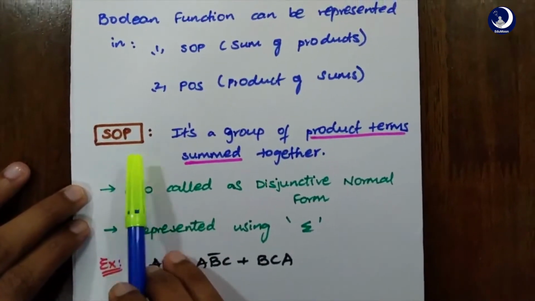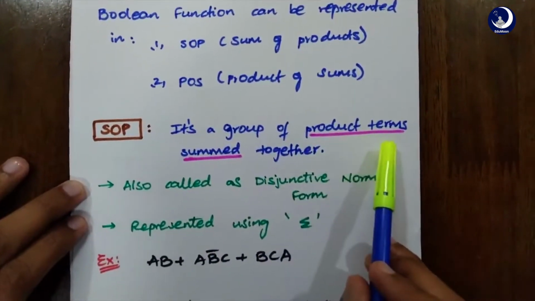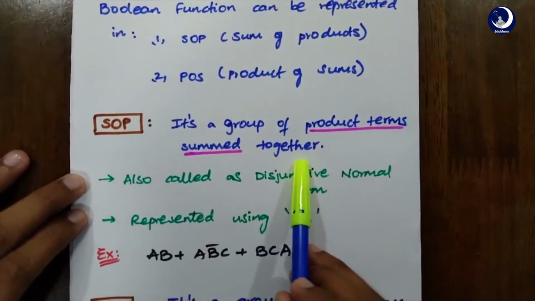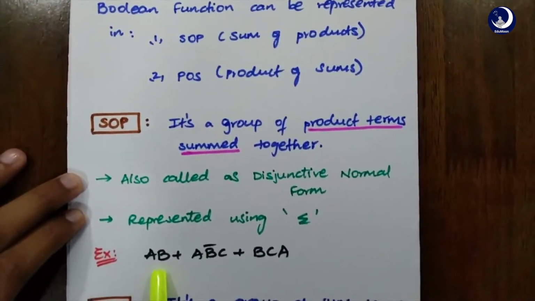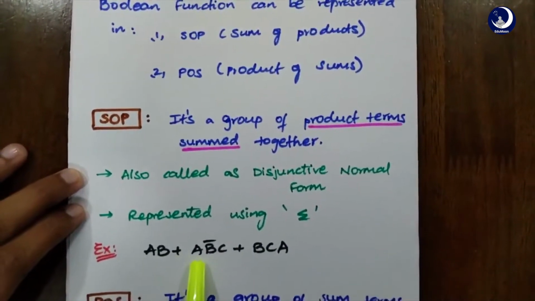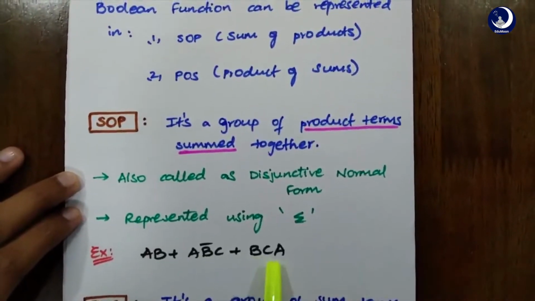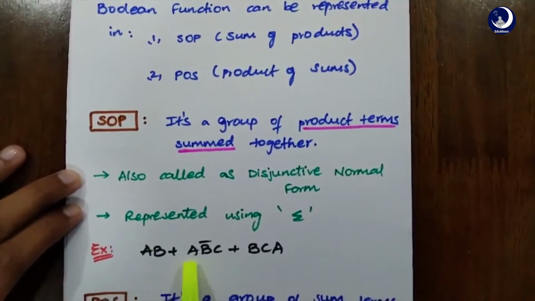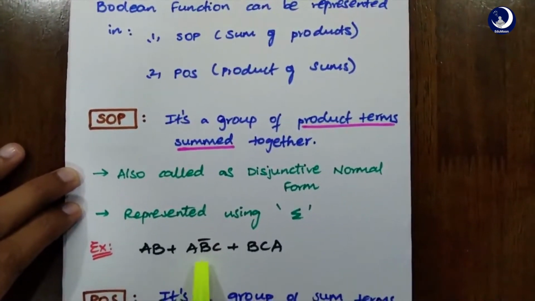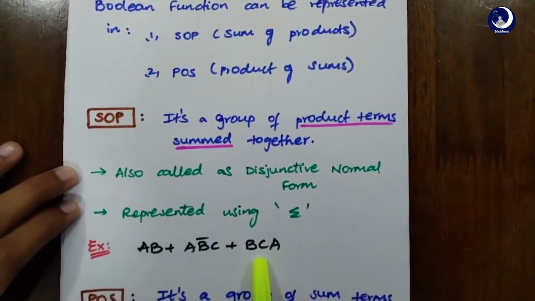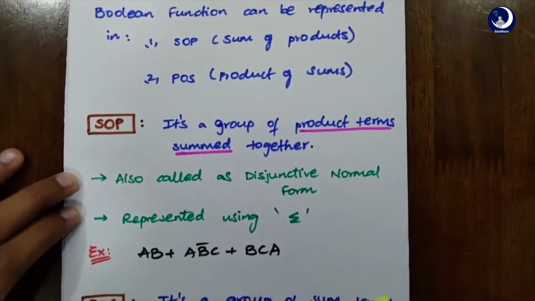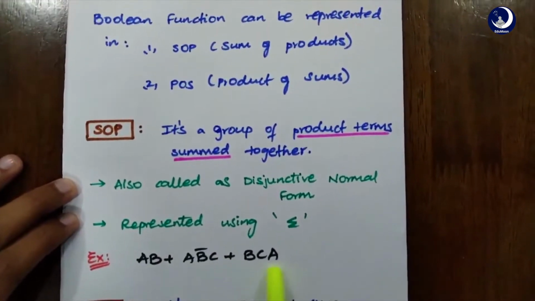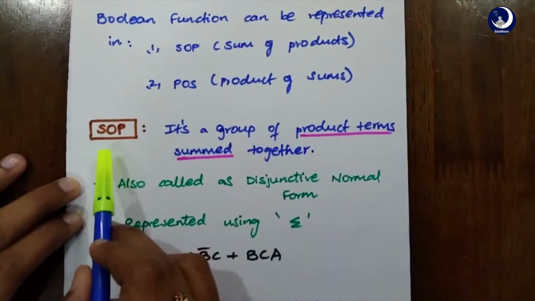Now, SOP is a group of product terms summed together. Like you can see in the example here, AB plus AB bar C plus BCA. These are the product terms. AB is a product, AB bar C is a product, and BCA is also a product. Now all of these are summed up. See, there's a plus symbol. So this is an example of SOP.